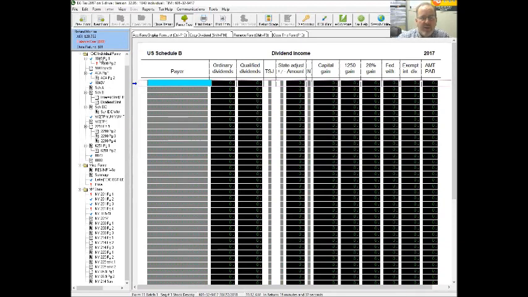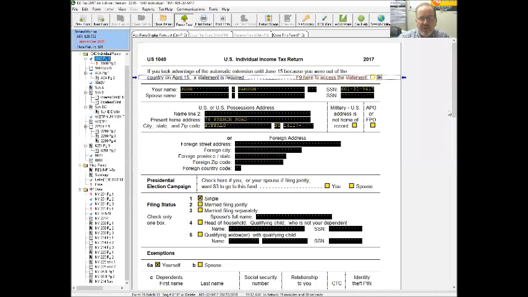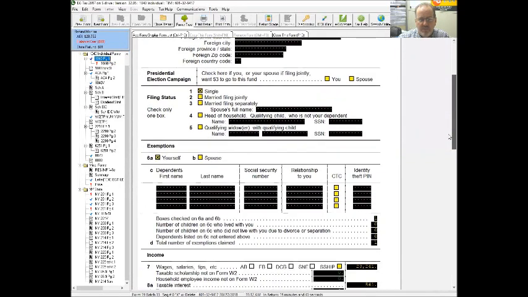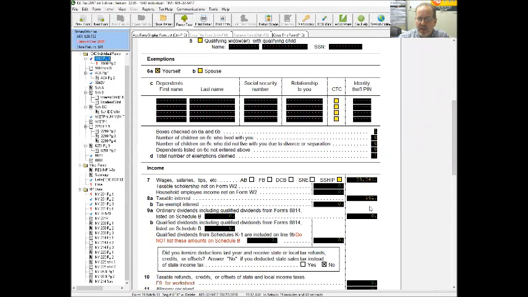Now, I'm going to go to the 1040 page 1. Again, I'm using my tree on the left. I got there. Come down here. Here's my interest. Great, okay? So I have my interest, all right?